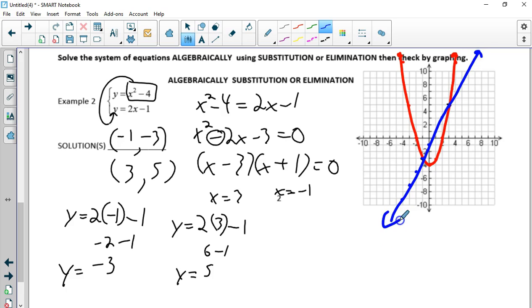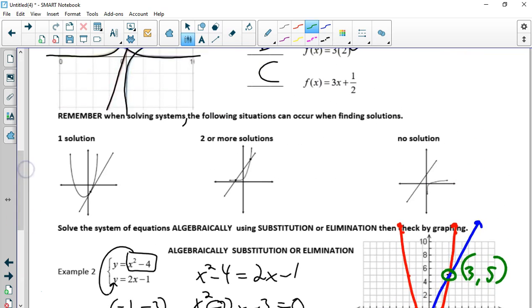Now where did they cross? Right here and right here. At (3, 5) and (-1, -3). That's the solution to the system. The line, the linear equation, crosses the parabola in two spots. Which again was this situation right here. Two solutions.